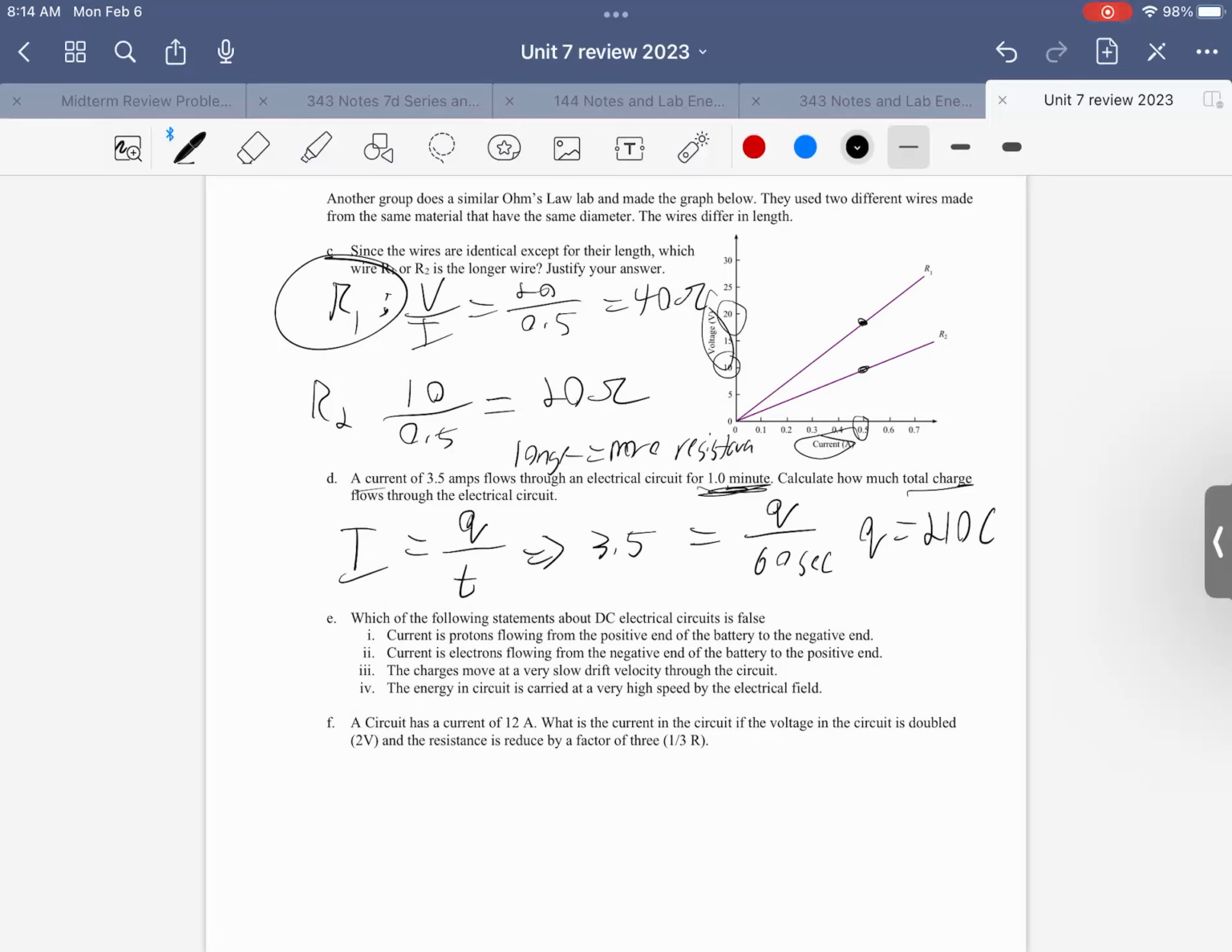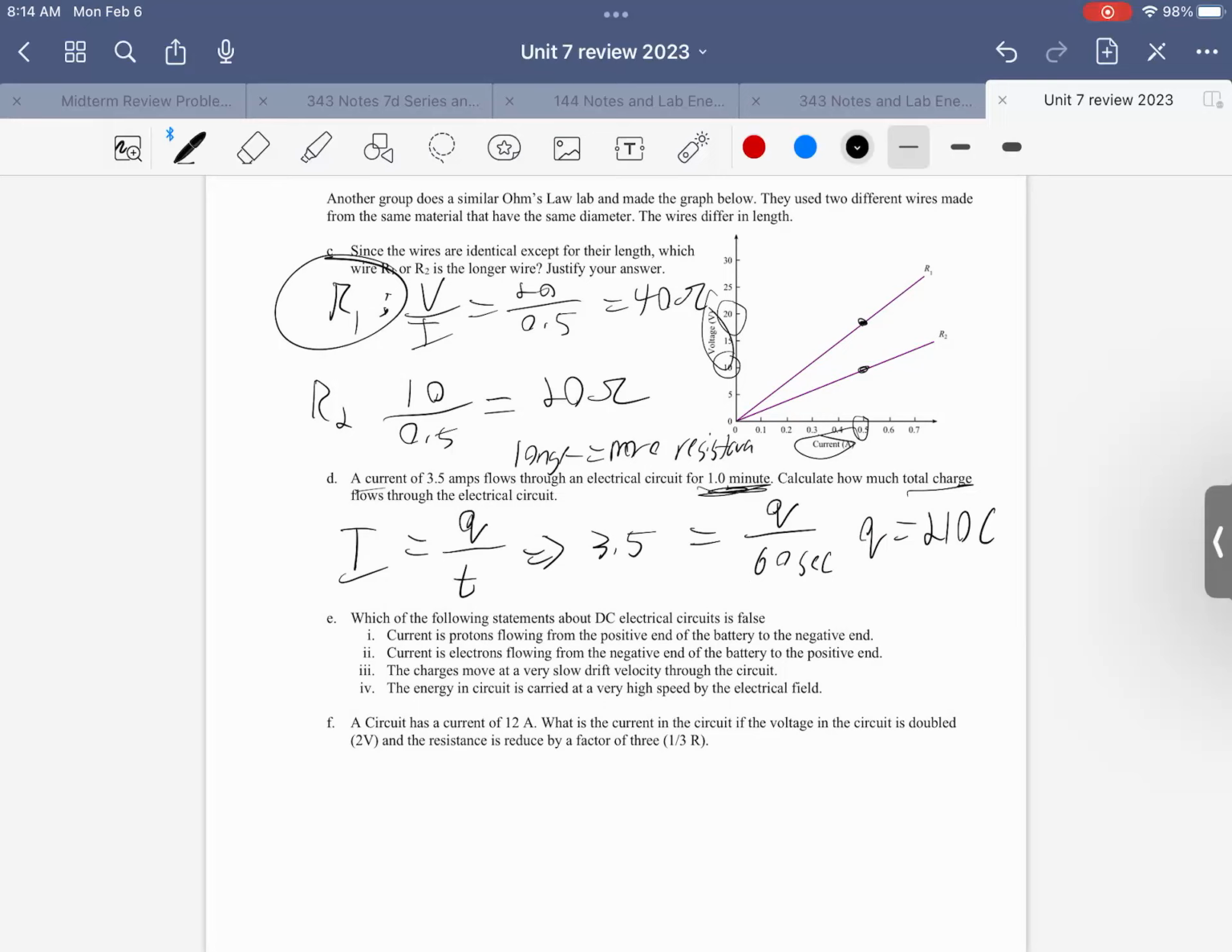So E, which of the following is false? So current is protons flowing from the positive end of the battery. While we sometimes say that current flows from positive to negative, protons are not what move. So we're thinking kind of reality here. So it looks like that one is definitely not true. Current is electrons flowing from negative to positive.